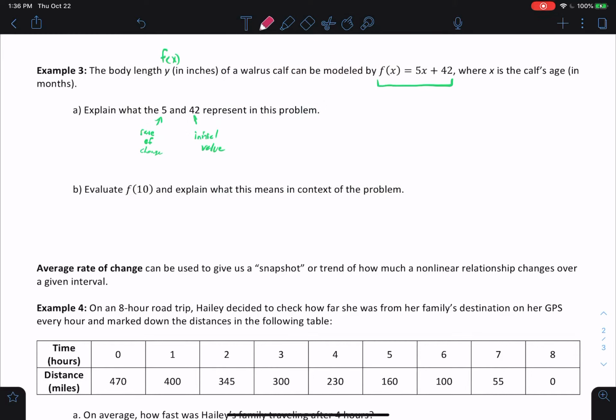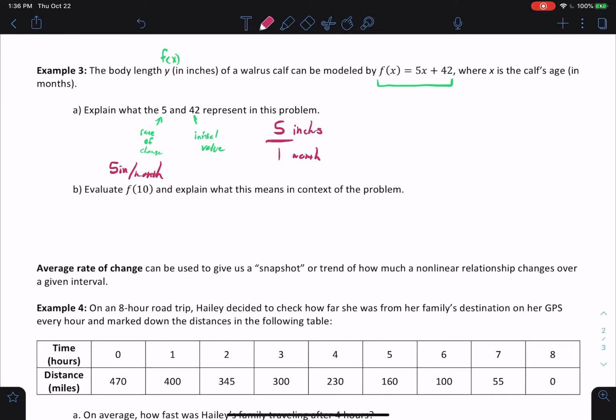5. Okay, well, it's positive, which means it's going up. So my rate of change is 5 over 1. My y represents inches. My x represents months. So every month, the walrus calf grows by 5 inches. Okay, so the rate of change, 5, represents the 5 inches per month that the walrus calf is growing.